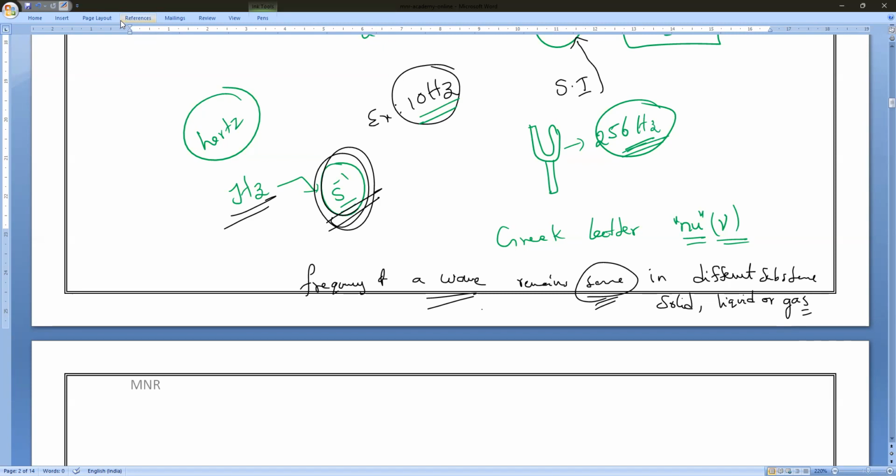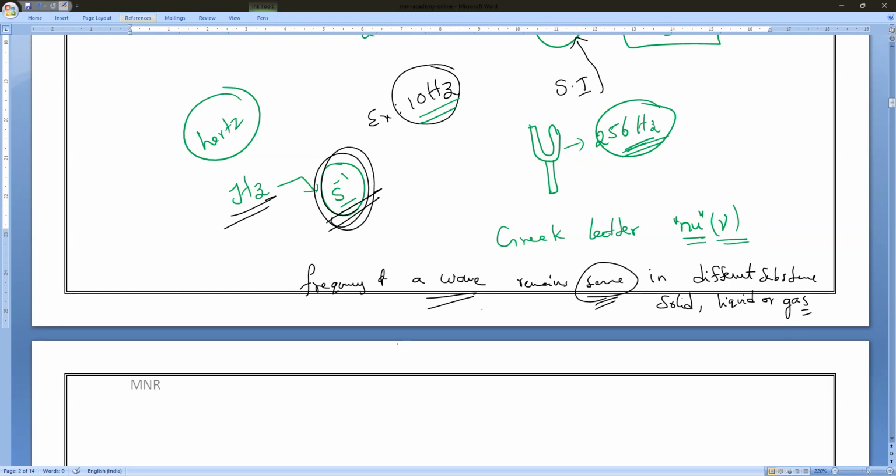Yes, please. Wavelength can change, but the frequency of a wave remains constant in any medium. That is what you have to remember.